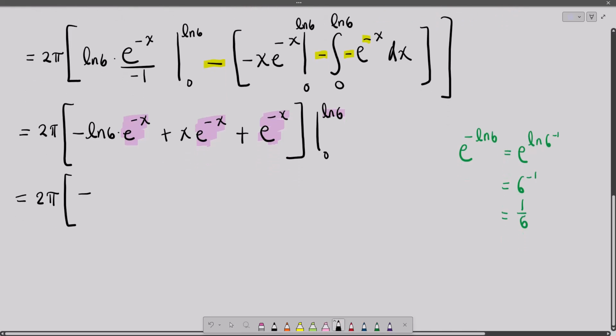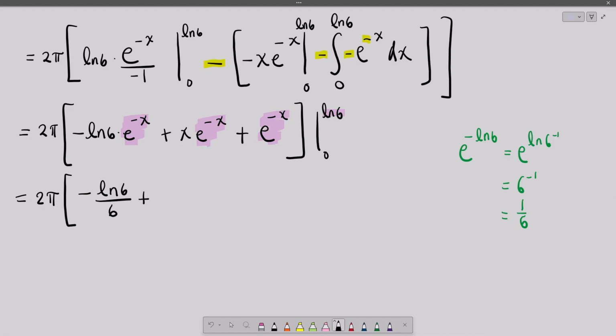So here we're going to end up with minus natural log of 6 over 6 plus, this is going to be 1/6 times natural log of 6. So natural log of 6 over 6 plus 1/6. So that is this entire antiderivative evaluated at ln 6. And now we subtract off the entire antiderivative evaluated at 0. And here we have to be careful also because we're subtracting off the entire thing. So maybe let's leave that in parentheses to evaluate each of these at 0.